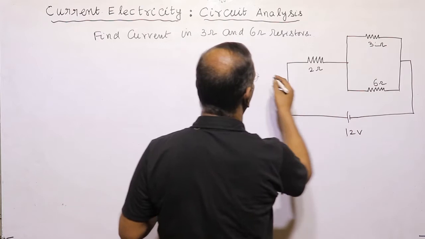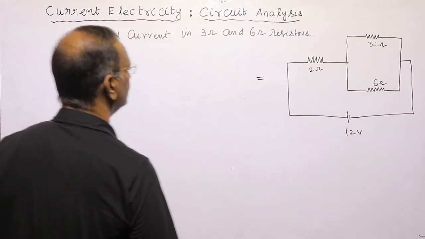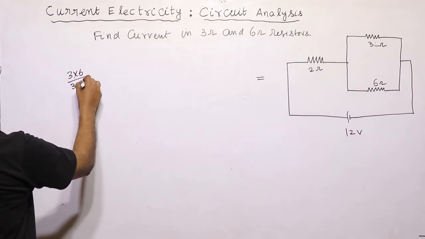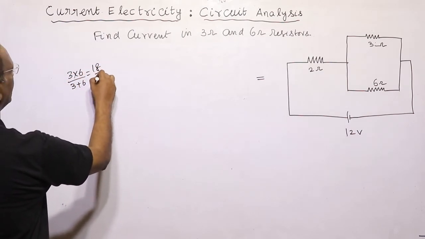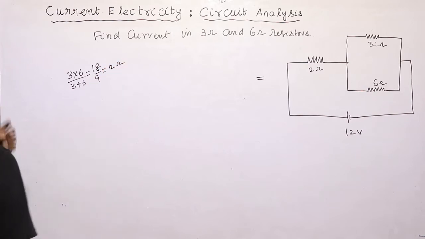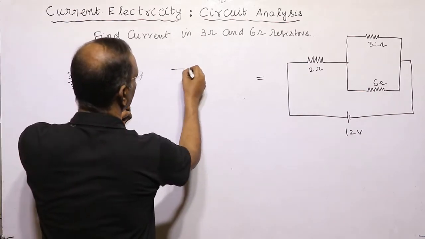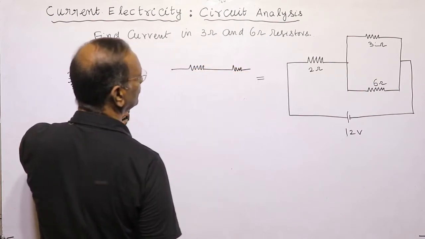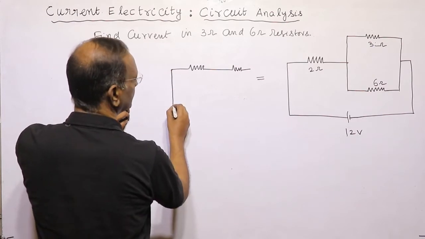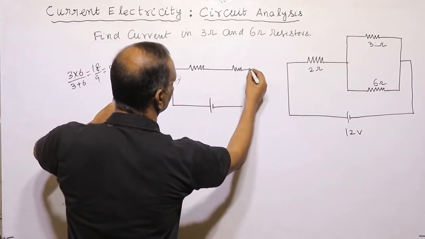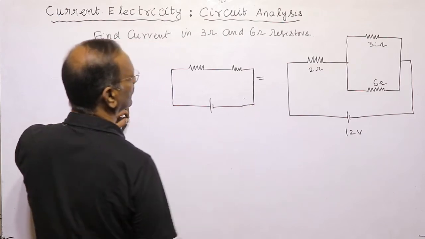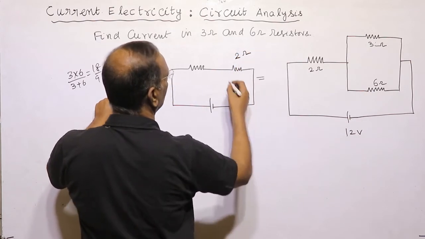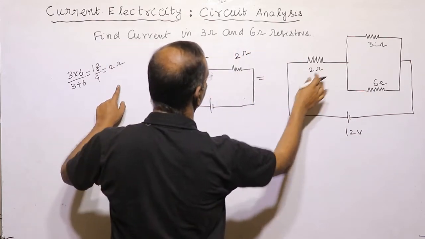This and these are in parallel, so when it is in parallel, we write 3 into 6 divided by 3 plus 6, which is 18 divided by 9, equal to 2 ohm. So there is one 2 ohm available, and one more 2 ohm available, and 12 volt is connected across. This total thing is reduced to 2 ohm, followed by one more 2 ohm.